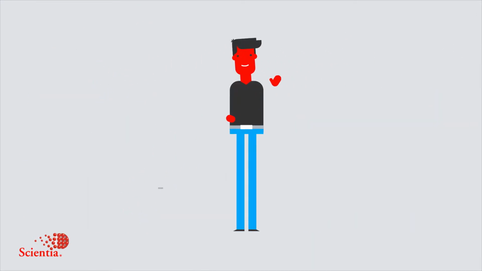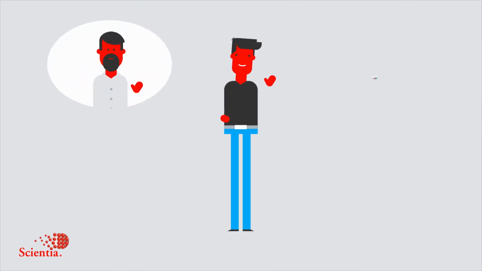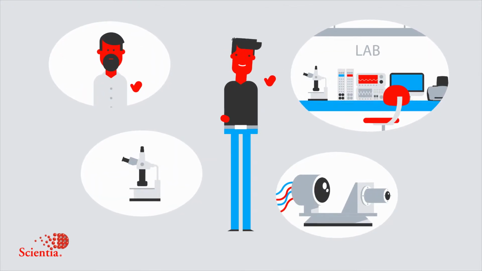And this is John, a postgraduate physics student. He needs to book some lab equipment and a technician for an experiment he's working on.